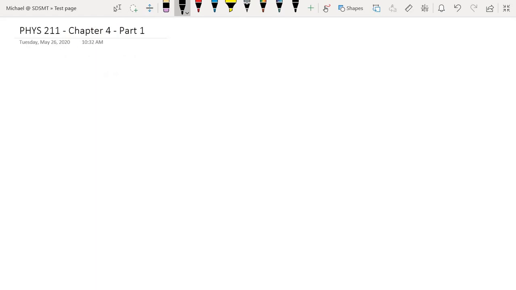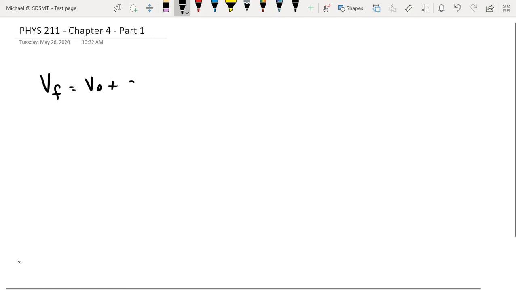Now that we've gotten through the vector material in Chapter 3, we're going to combine that with the kinematics topics that we discussed back in Chapter 2. What I'm going to do right now is list out the 5 kinematic equations that we derived back in Chapter 2, and then we'll take a look at these equations to see how we're going to update them for our vector notation.